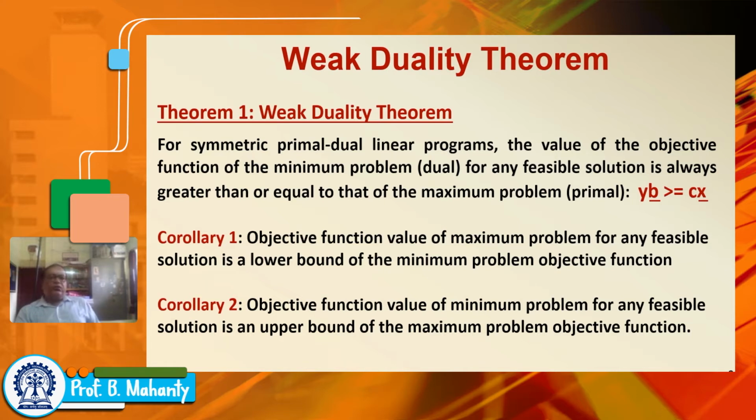Now, there are four corollaries of the weak duality theorem. So what are those four corollaries?